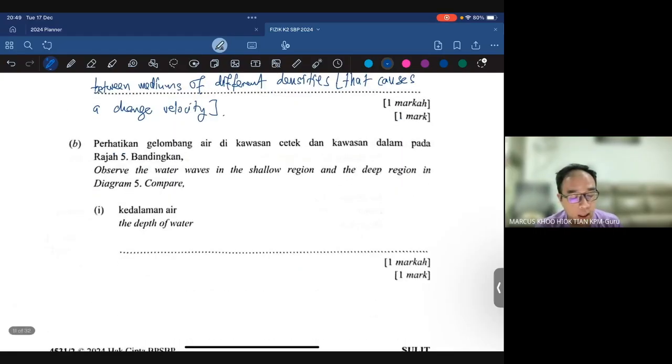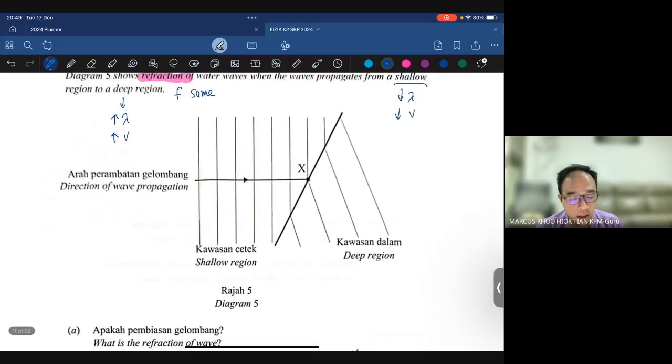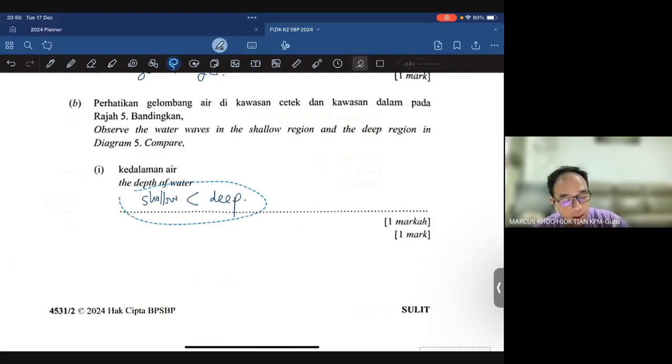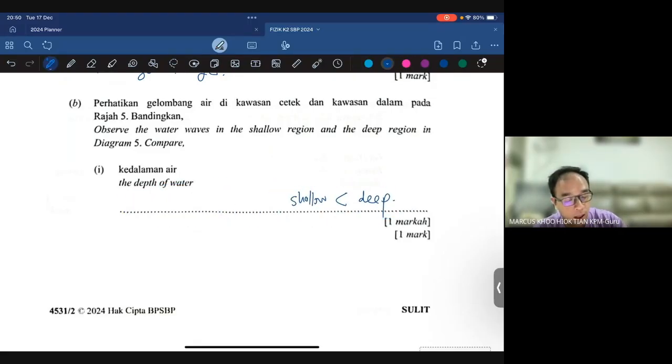All right. Compare the depth of the water. I think this is pretty easy. Obviously, the shallow is smaller than the deep. Just to remind you, if you're going to answer like this, make sure you give the title: the depth of the water, then shallow is less than deep. Always give a title to what you're comparing. Make it a habit because in Section C, question 11, it's going to be useful for you.